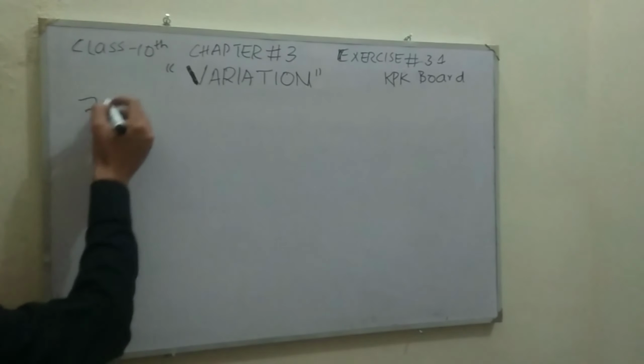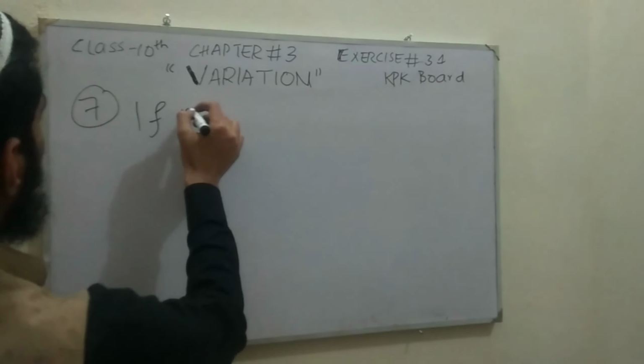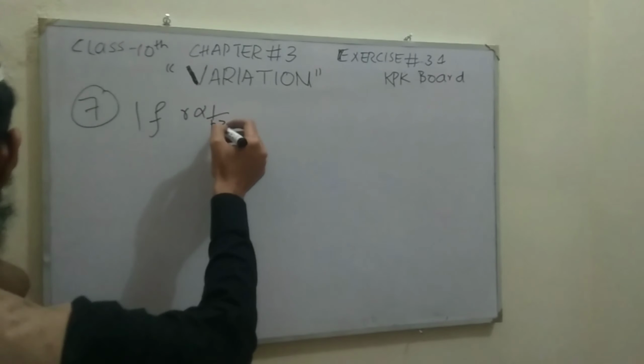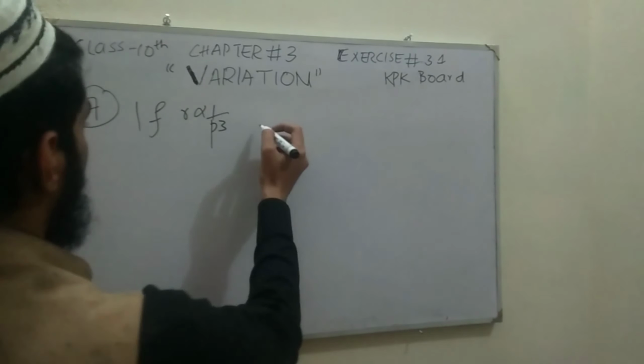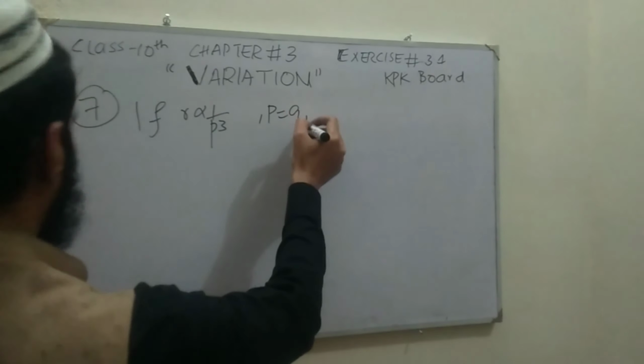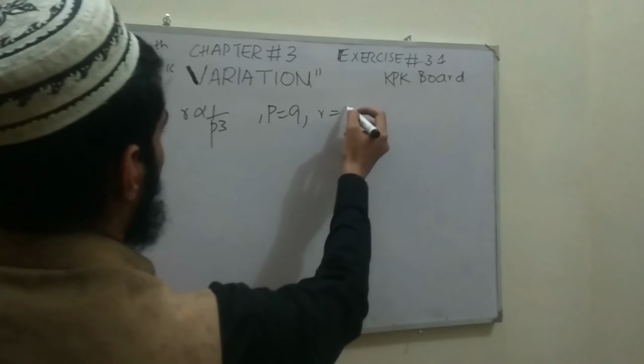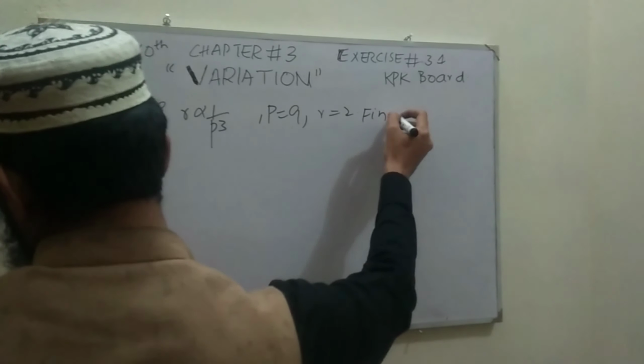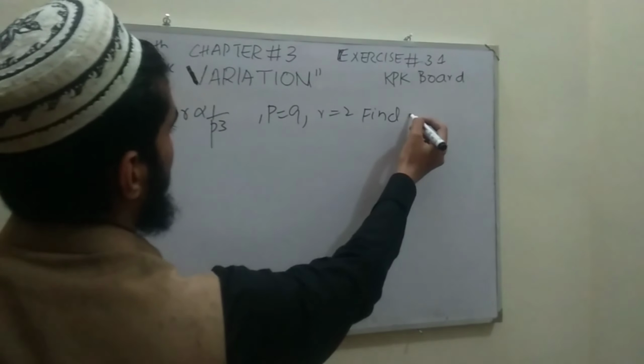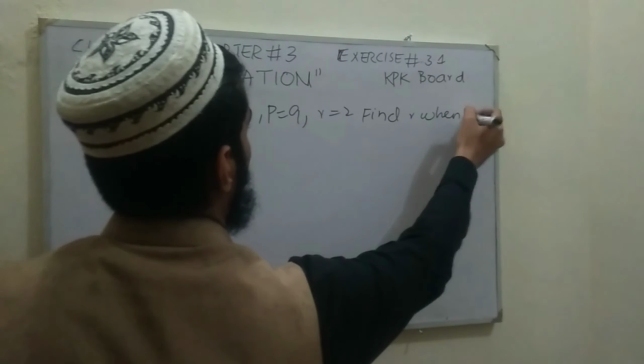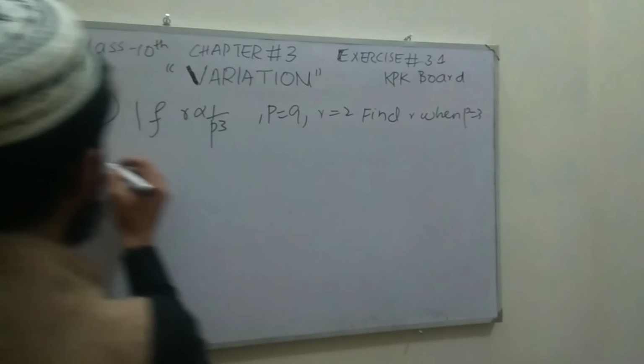Question number 7 tells that if r is inversely related with p cube, and p is equal to 9, the value of r is equal to 2. Find r when p is equal to 3, when the value of p is 3. So the solution.